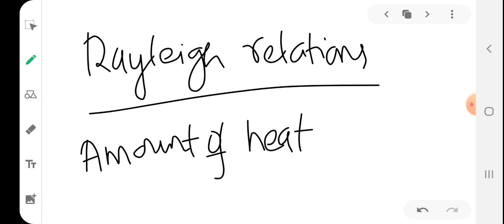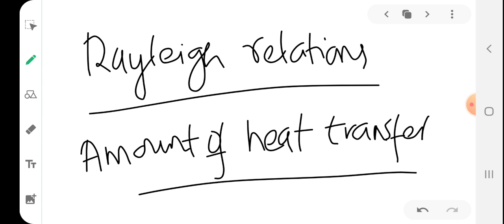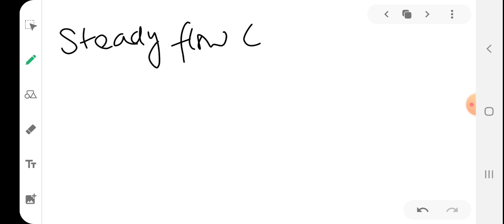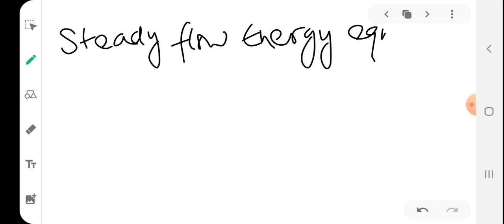So basically Rayleigh flow is a flow in which there is heat transfer either from the surrounding to the fluid or from the fluid to the surrounding. So we will try to get an expression for the amount of heat transfer. Students, we know the steady flow energy equation, SFE. This is one of the governing equations that will be used for the derivation.